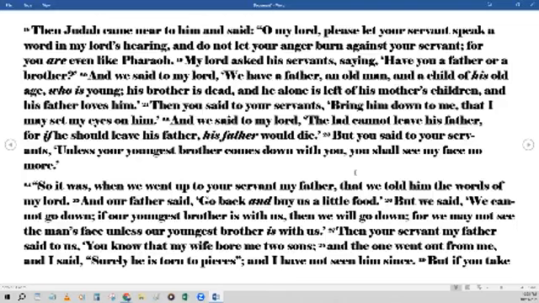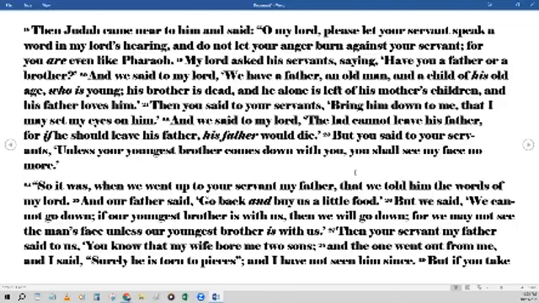And we said to my lord, we have a father, an old man, and a child of his old age who is young. His brother is dead, and he alone is left of his mother's children, and his father loves him. Then you said to your servants, bring him down to me, that I may set my eyes on him. And we said to my lord, the lad cannot leave his father, for if he should leave, his father would die. But you said to your servants, unless your youngest brother comes down with you, you shall see my face no more.